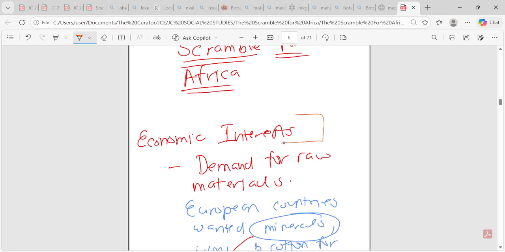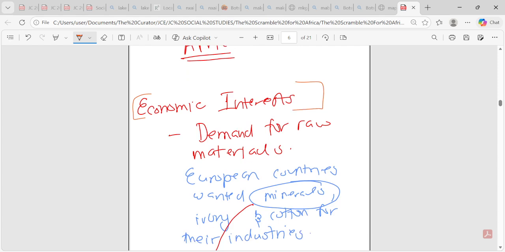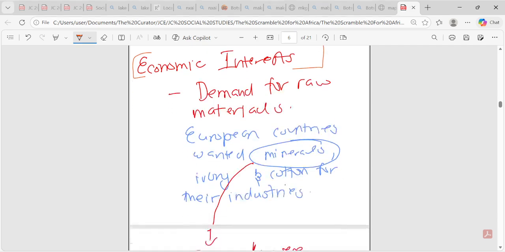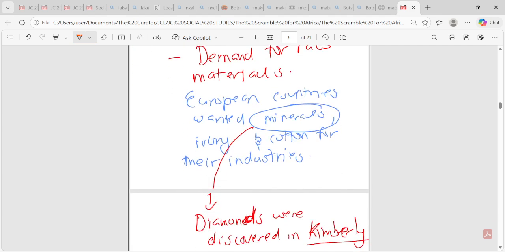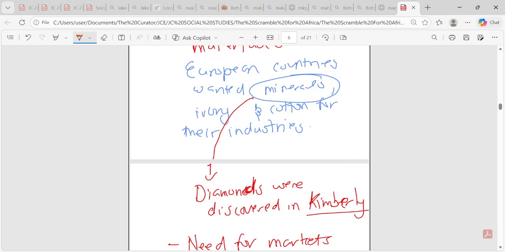So the economic interest here is an umbrella phrase for all the other points that relate to money. There was a demand for raw materials. European countries wanted minerals, ivory and cotton for their industries. There was an abundant supply of these things in Africa naturally. For example, diamonds were discovered in Kimberley in Africa.